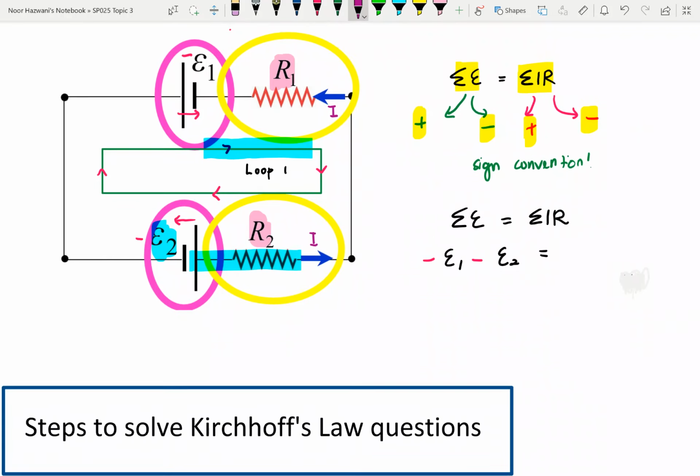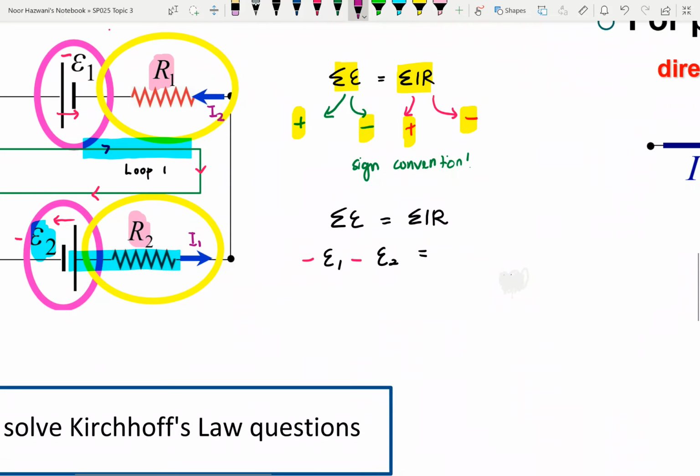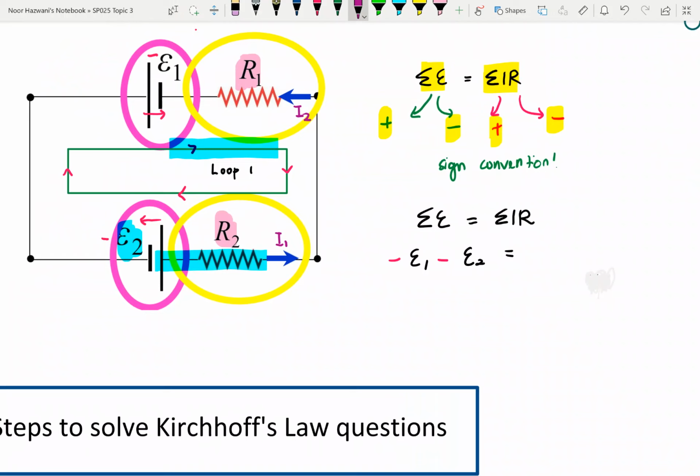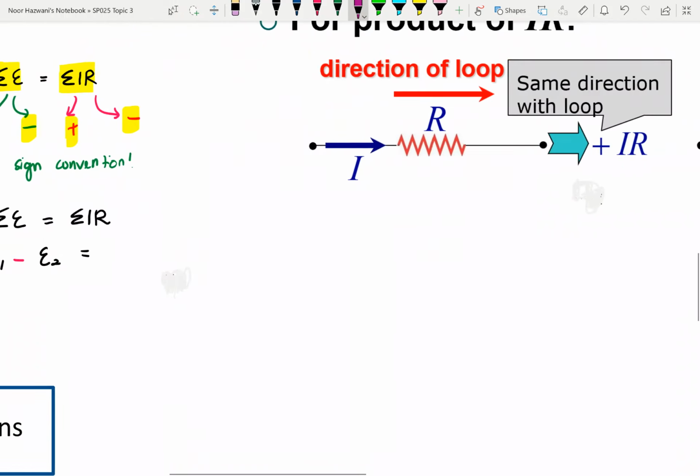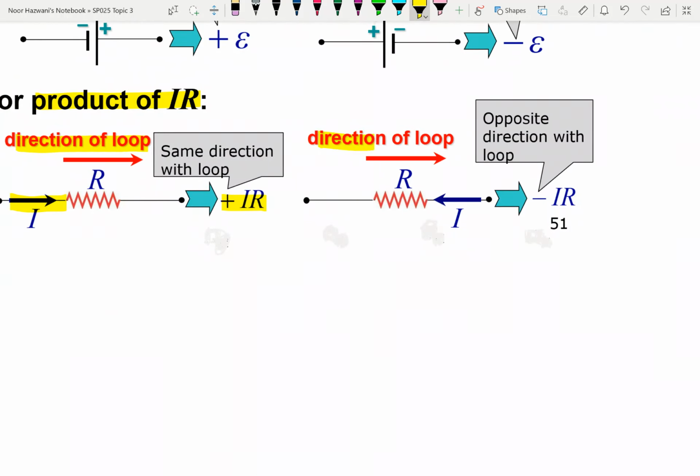Ataupun mungkin ni I label sebagai I1, ni sebagai I2 lah. Contoh ni contoh. Okay, kalau arah IR pula, bila masa you nak tentukan positif, negatif. Sekiranya arah current dan loop you sama, dia akan jadi positif. Sebenarnya dah ada cakap dekat sini. Sekiranya direction of loop dan juga current yang lalu pada resistor tu adalah arah dia sama, so IR positif. Tetapi kalau arah loop dengan I opposite, so IR akan jadi negatif.